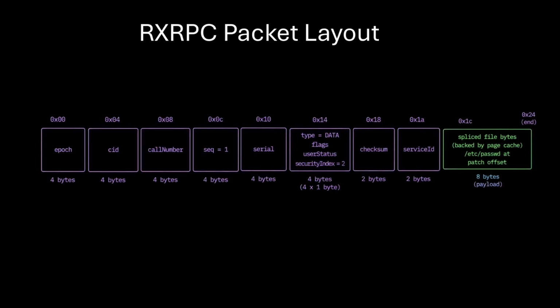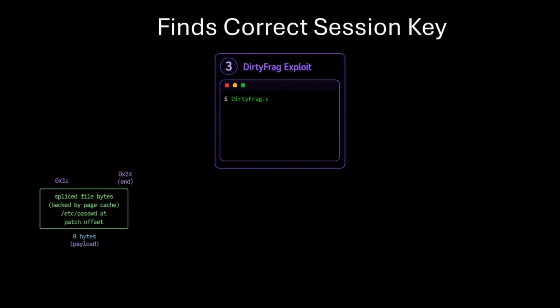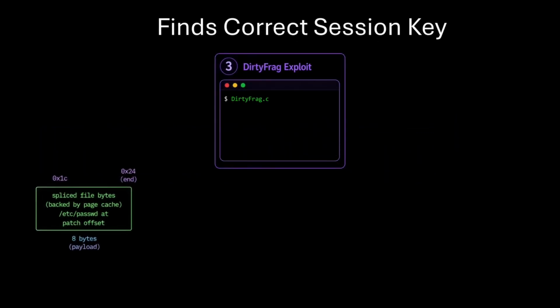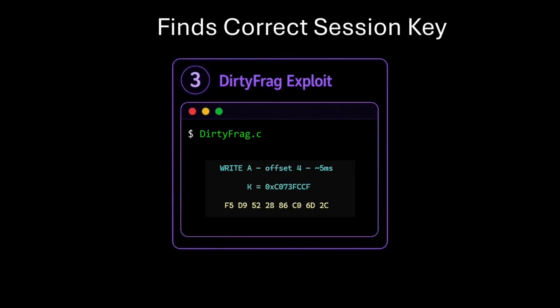Dirty Frag performs a brute force of a session key to overwrite the target file. Here is how that works. The exploit collects everything it needs from public sources: the epoch, SID, call number and service ID from the RxRPC handshake, plus the 8 spliced bytes from /etc/passwd at the target offset. All of this is obtainable without any privileged access. The brute force then runs entirely in user space. It loops through candidate session keys, running fcrypt decrypt against each one until the output matches the desired plaintext.